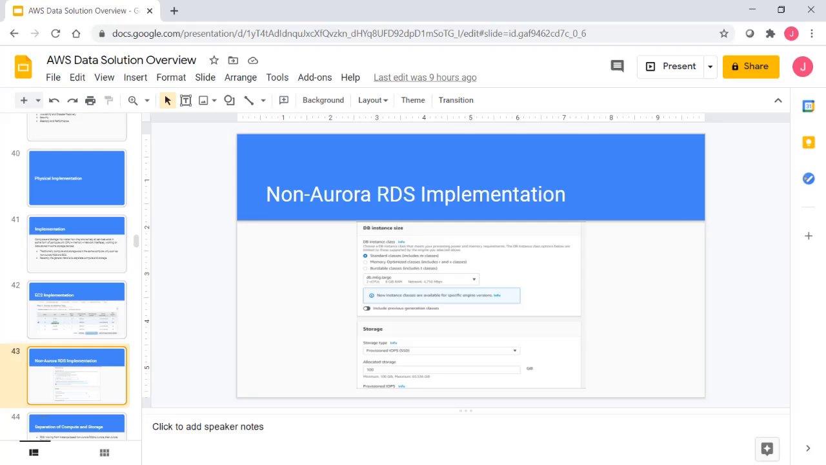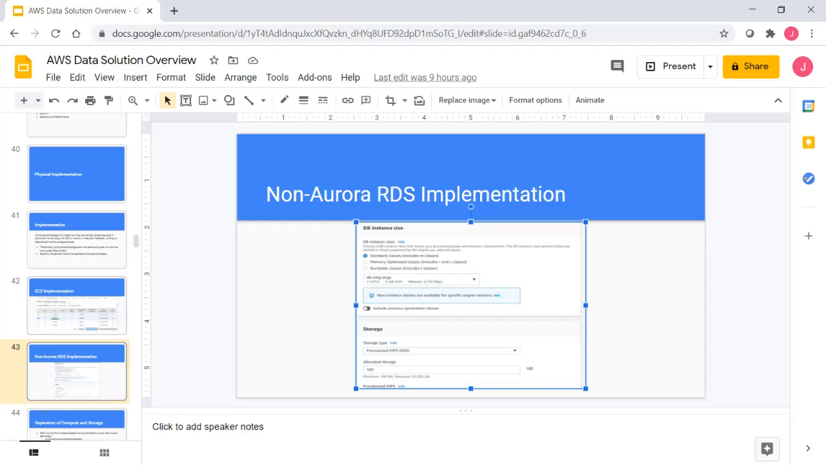It's a non-Aurora RDS implementation. You can see here, when you provision an RDS, what you are going to do is define a DB instance size. The size will be defined by CPU, RAM, and it will also be defined by storage. You will also specify the storage of that RDS instance. Like here, it is 100 gigabytes. So this is the traditional way that you put the compute and the storage together when you provision an instance.